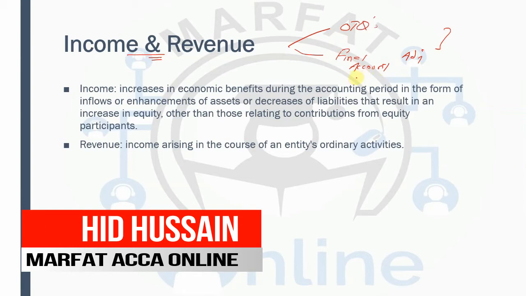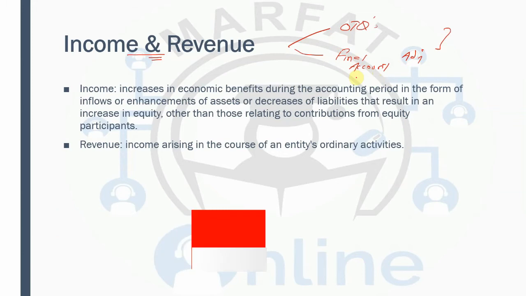So income is the inflow of economic benefit. It can be anything. For example, it can be interest income, it can be rental income. But when you talk about revenue, revenue is the income from the ordinary course of business. Income arising in the course of the entity's ordinary activities. For example, my business is to sell cars. So the income from the sale of those cars should be recognized as revenue in the statement of profit and loss.